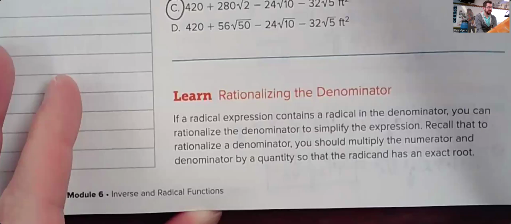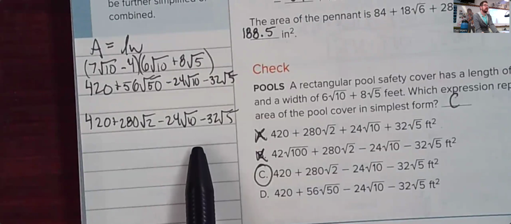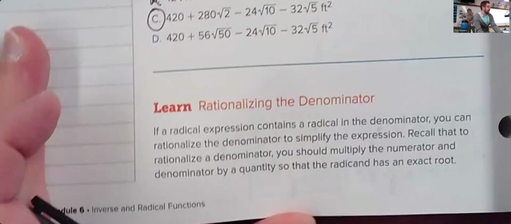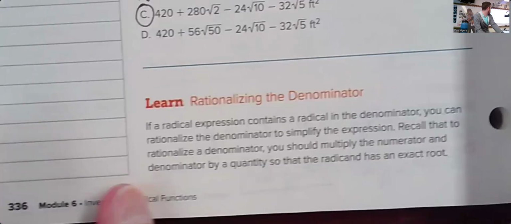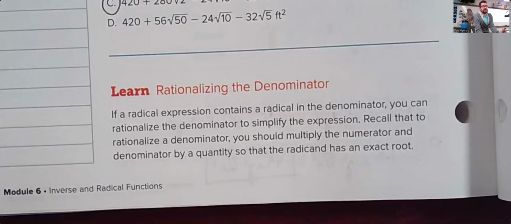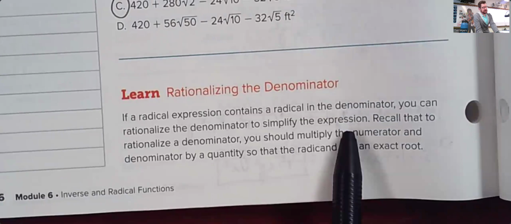So the bottom of this page. Any questions here before we continue? All right, bottom of the page. If a radical expression contains a radical in the denominator, you can't leave it, because to be simplified, you can't have a radical in your denominator. You can rationalize the denominator to simplify the expression.